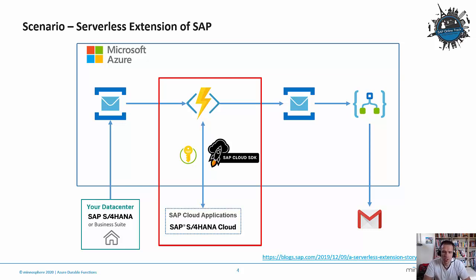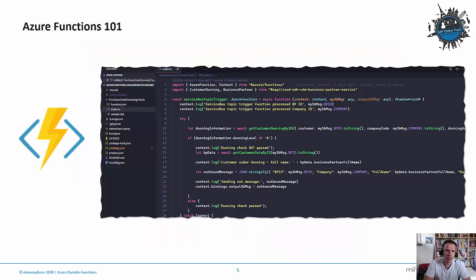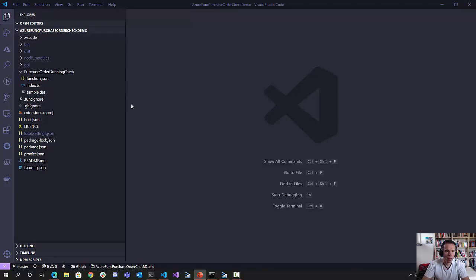That's okay for a proof of concept, but within this talk I will show you that there are better ways. But before I show you the better ways, I want to give you some insight into Azure Functions. So how are they basically structured? So let's move to the code.